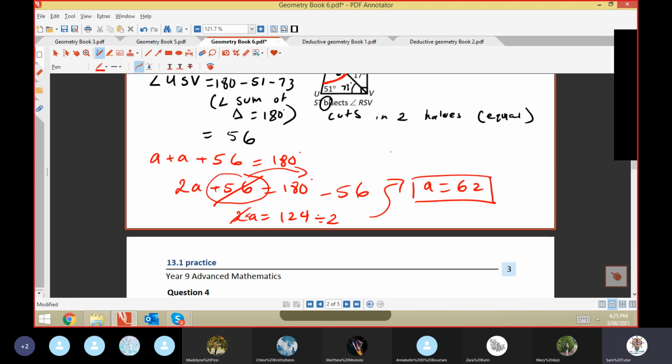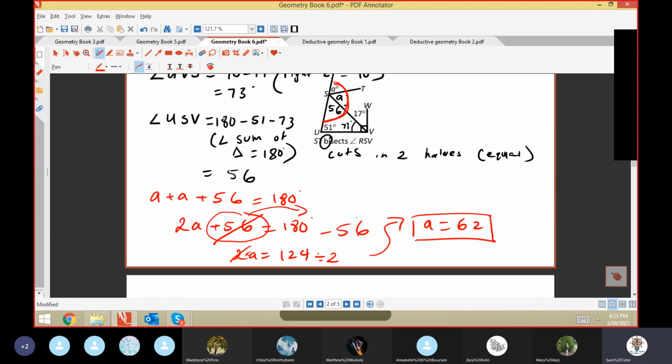Equations letting you down? You're good at equations. What have you done? Oh, we're doing it again. We've got a new topic. We just started doing it again. Yeah. A equals 62.